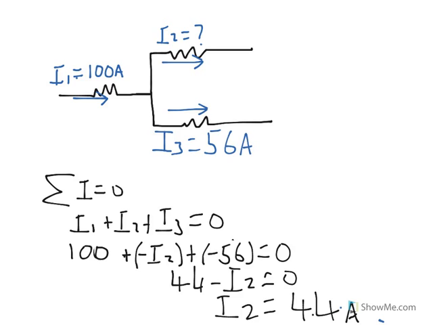Finally, here is a worked electrical example. We are given a simple circuit with I1 flowing into the junction and I3 and the unknown I2 flowing out. Starting with the 100 amps flowing into the junction, we then subtract 56 amps and the unknown I2. Again, with working out, this will show that I2 is equal to 44 amps.